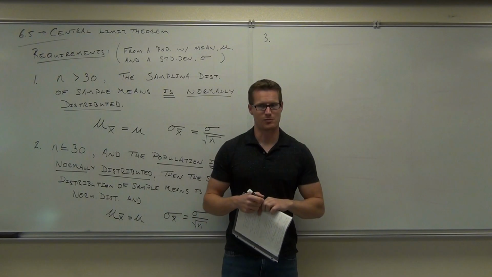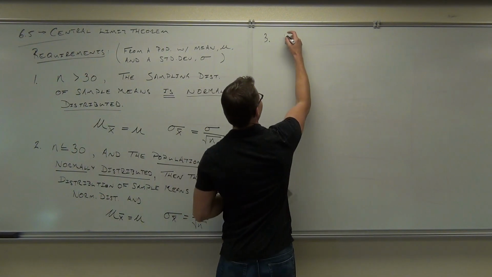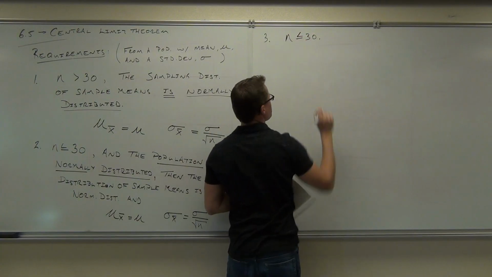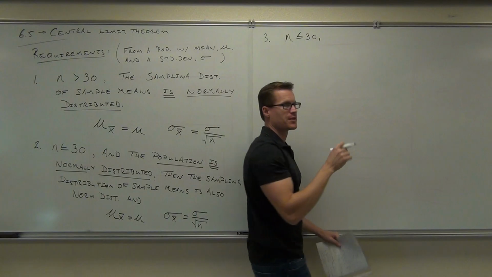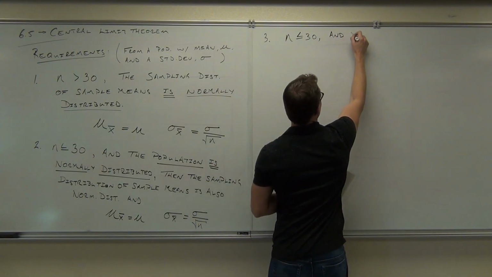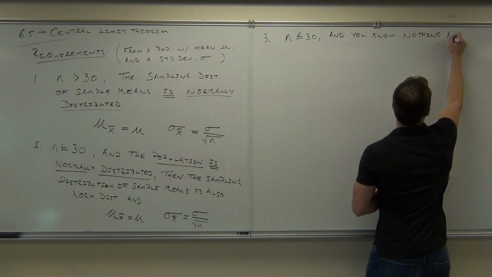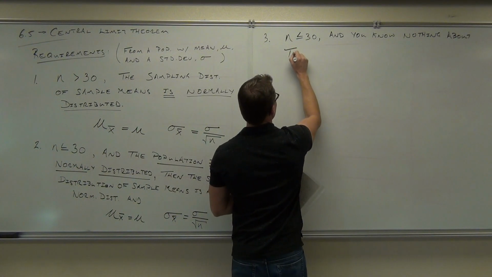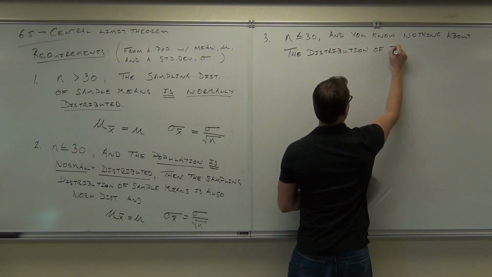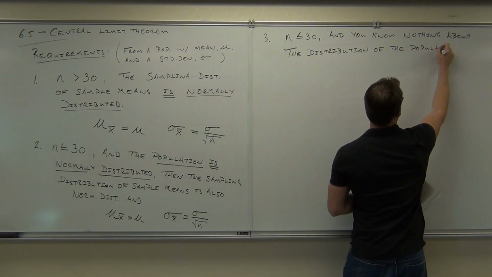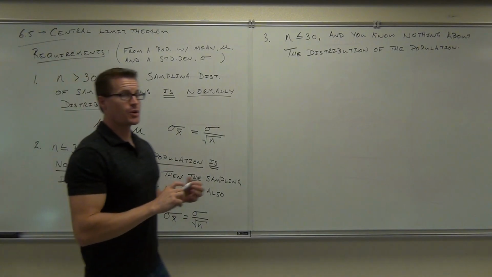Yeah, what happens if n is less than or equal to 30, and you know nothing about your population, specifically about the distribution of your population?